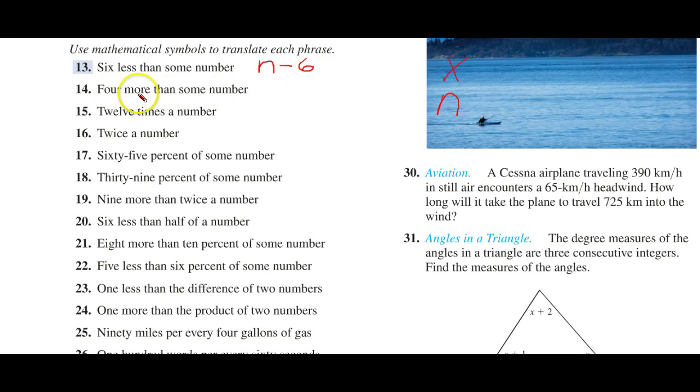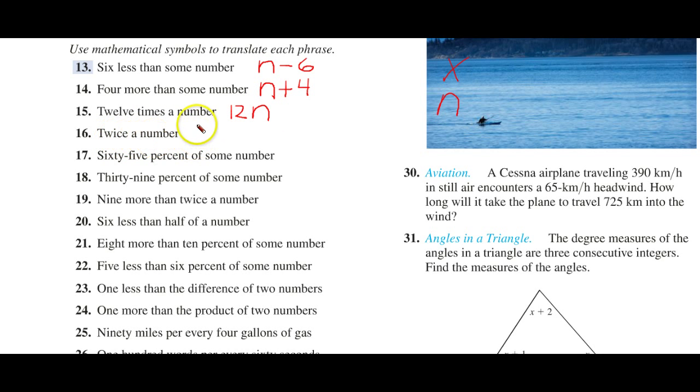Four more than some number. Well, there's the number. And 4 more. 12 times a number. Well, there's the number, and 12 times it. Now notice, we don't have to put a dot there or a parenthesis. When there's no sign between a number and a variable, it implies multiplication.